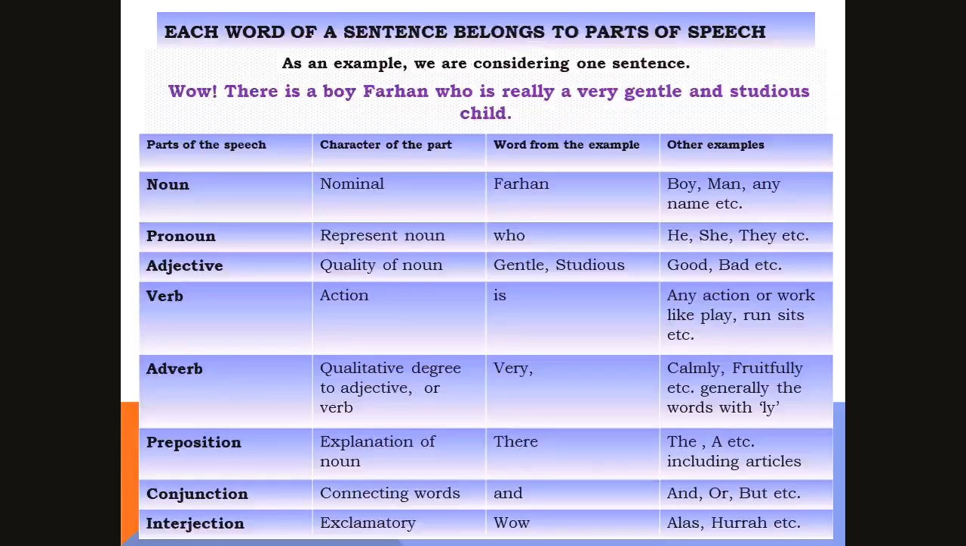Now, interjection. Interjection is an exclamatory. Exclamatory means whenever we are excited, maybe in extreme joy, maybe in extreme pity, maybe when we are very much sorry, and this exclamation is represented by interjections like alas, hooray, or wow.